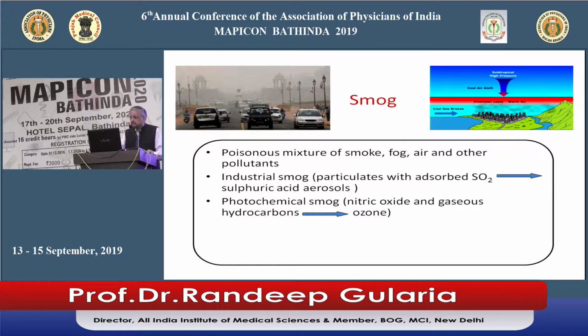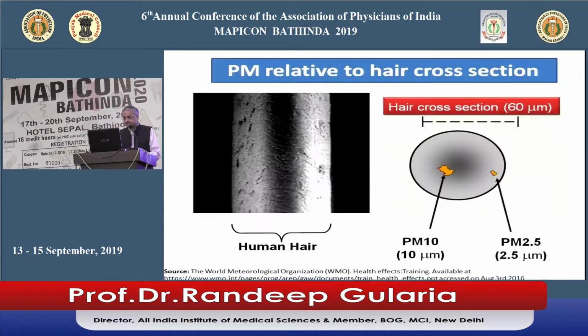Smog is basically a mixture of smoke, fog, air and other pollutants, and this is something we see very often in the winter months. We have two types of smog: the industrial smog, which is particulates of adsorbed sulfur dioxide and sulfuric acid aerosols, and we also have the photochemical smog, which is basically nitric oxide and gaseous hydrocarbons, which leads to production of ozone at ground level, and this can also cause bronchial hyperreactivity and worsening of asthma.